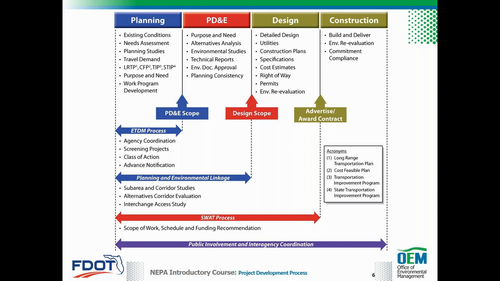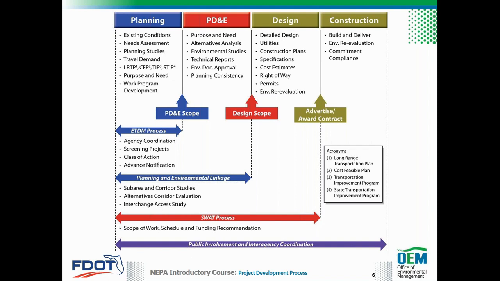These phases are supported through various activities and processes. The efficient transportation decision-making, or ETDM screening, is completed during the planning phase of a project. Planning and environmental linkage is established in the planning and PD&E phases of the project. The project development and delivery process supports the FDOT statewide acceleration transformation, or SWAT process. The initial evaluation of all projects uses the SWAT process so that appropriate state and federal funding decisions are made.